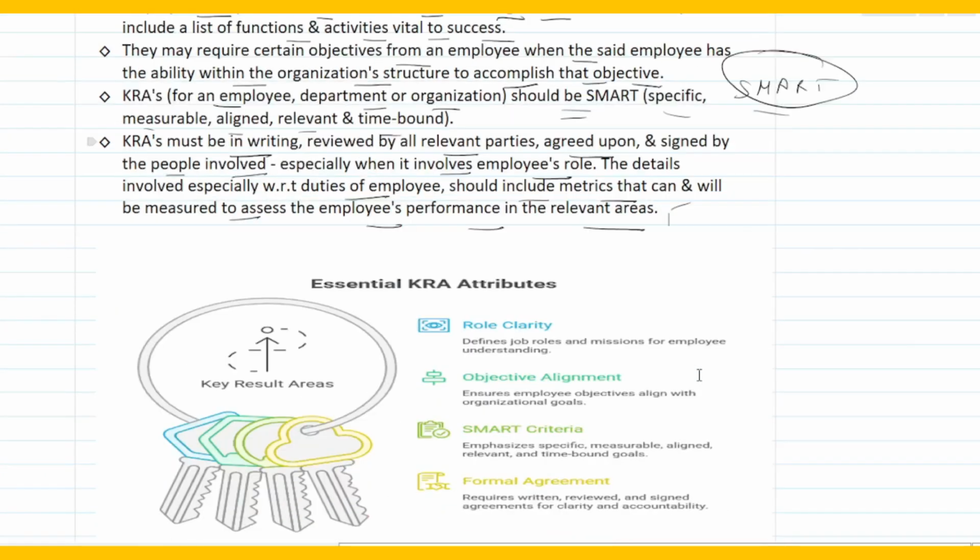So these are the essential KRA attributes. You should have a role clarity. Role clarity talks about defined job roles and missions for employee understanding. Then you talk about objective alignment, that ensures employee objectives align with the organizational goals. Then you talk about SMART. You already know the SMART full form. You should emphasize on that. And there should be a formal agreement. That means it should be written, reviewed and signed agreements for clarity and accountability.